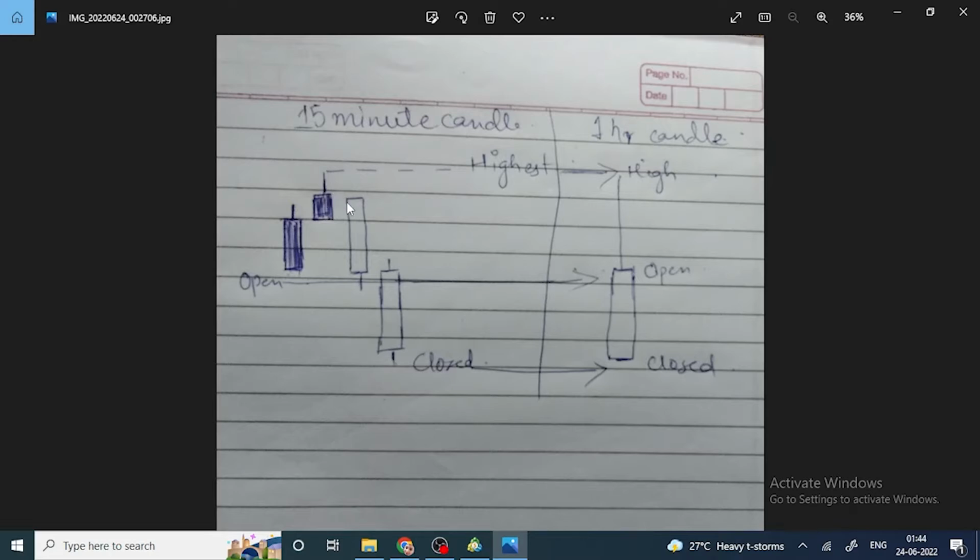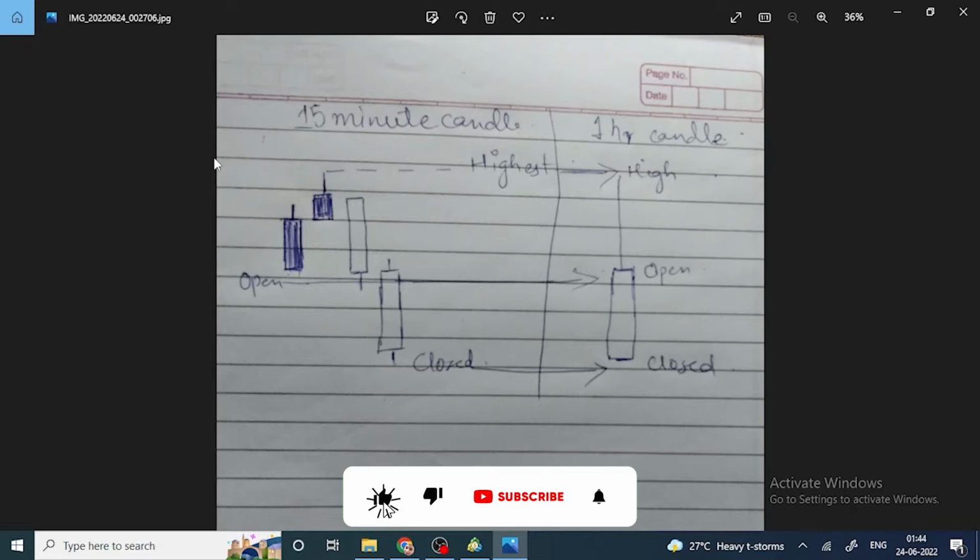Similarly, this third candle opens up here, goes to the lowest, comes upwards and closes here. Similarly, this candle opens at this point, goes to the highest, comes below, goes to the lowest point and closes over here. Okay. How will these four candles show on a 1 hour chart?